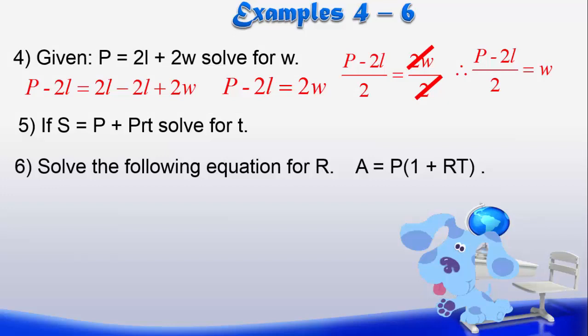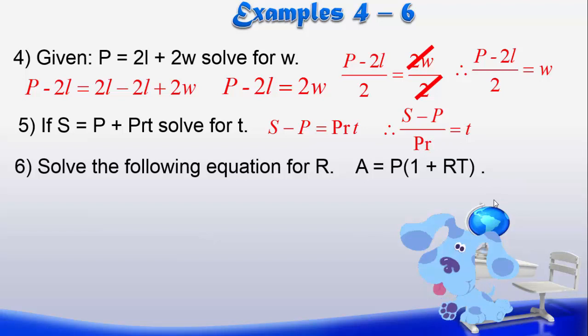Let us review what we just did on the whiteboard. We move the P over to the other side to get S minus P is equal to Prt. And then we isolated t by dividing by Pr on this side and on this side, so we got S minus P over Pr is equal to t. In example number 6, we're asked to solve the following equation for R.